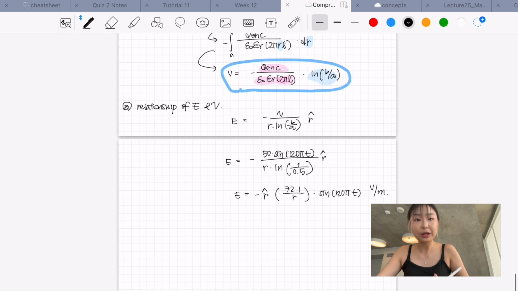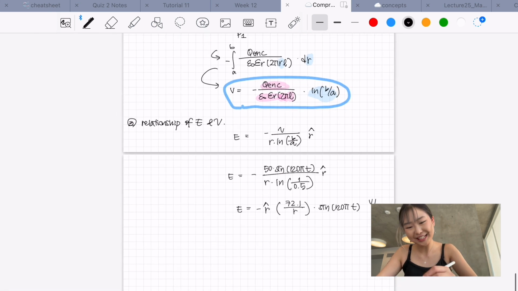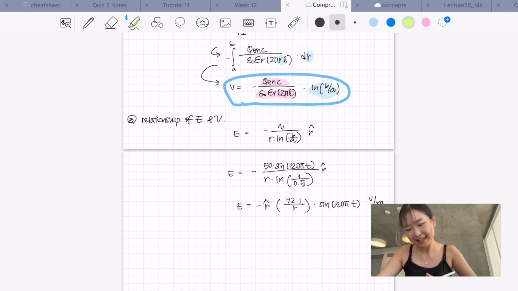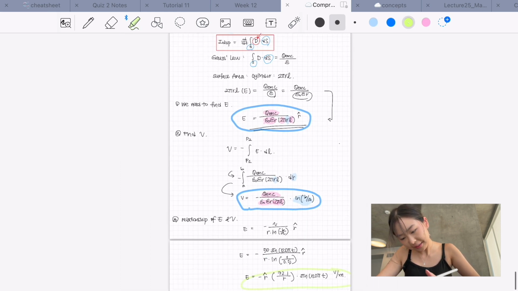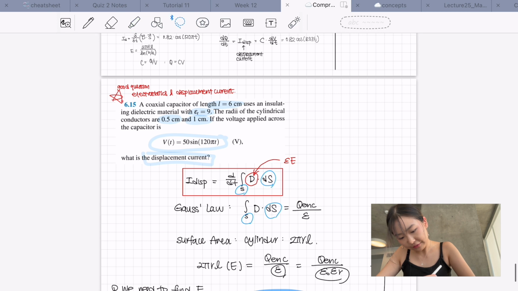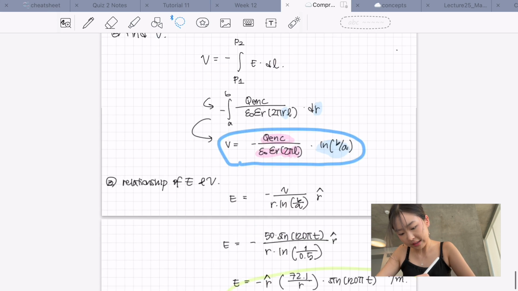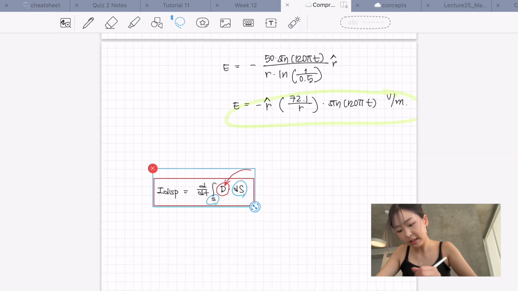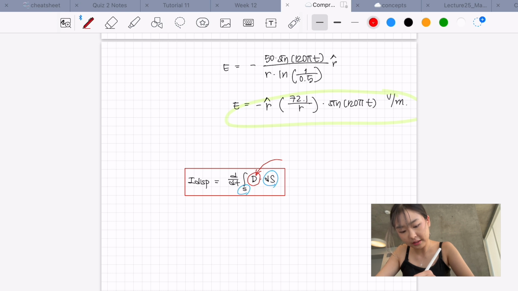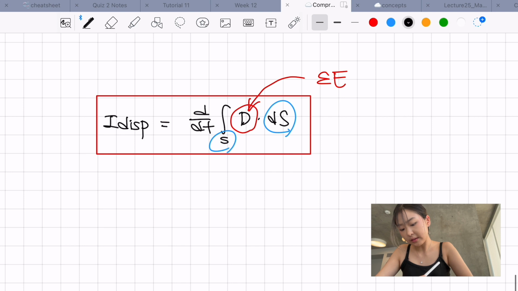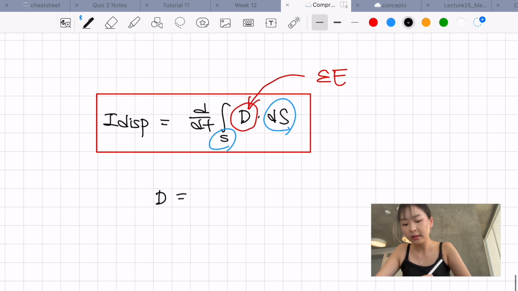Here, we have finally found the equation for E, and if you recall, the displacement current that we're trying to find is equal to this equation. Let's bring it back down, where D is equal to epsilon E. So let's rewrite this equation: D is epsilon E, equal to epsilon naught epsilon R E.